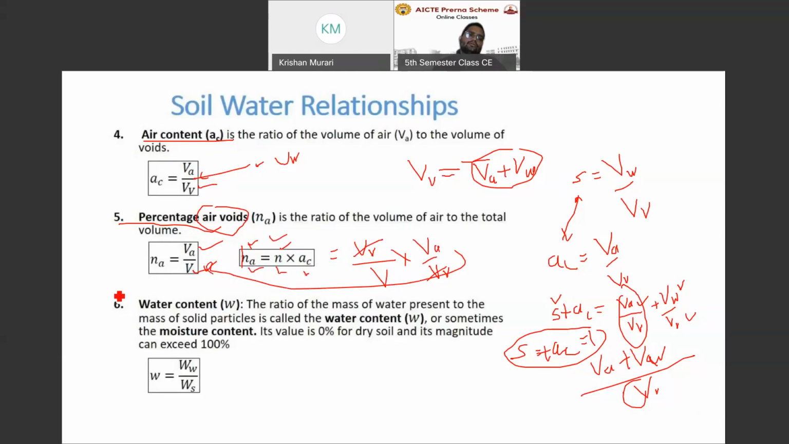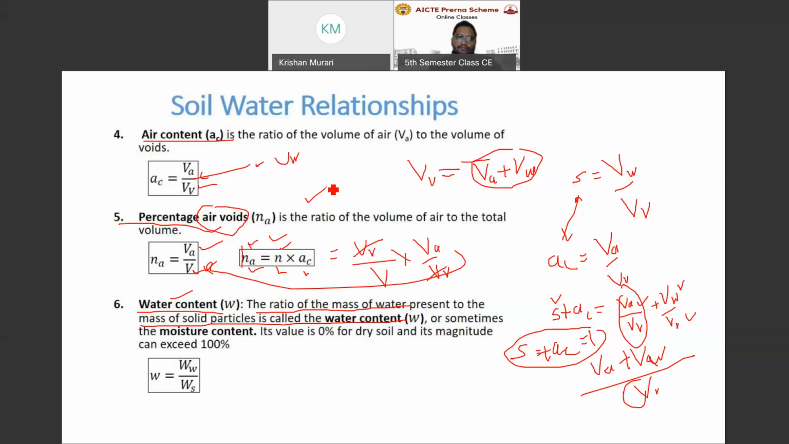Next important term is water content. In the previous slide, we studied the degree of saturation. Degree of saturation means the water present in the voids volume with respect to the total voids. Here we discuss the water content. What is the water content? The water content is the ratio of the mass of water present to the mass of solid particles. These above five terms, void ratio, porosity, air content, degree of saturation, and percentage air voids, are related to the volume.